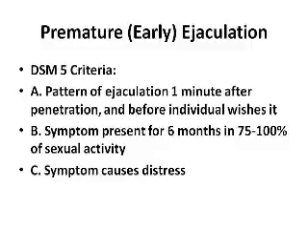The DSM-5 criteria is, first of all, a pattern of ejaculation within 1 minute after penetration. So in the case of delayed ejaculation, it's taking too long to ejaculate, or maybe not even ejaculating at all. Here, in the case of early ejaculation, it's ejaculating too fast, too quickly. So a pattern of ejaculation within 1 minute after penetration, and of course before the individual wishes it. The second criterion is that the symptom must be present for 6 months in 75 to 100% of sexual activity, and the symptom must cause distress.